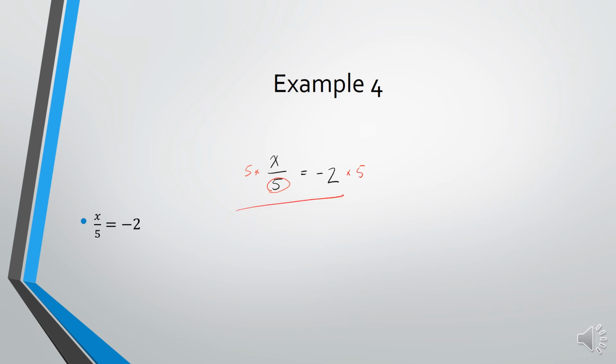So I multiply both sides by 5. That'll leave me with just x on the left-hand side. And negative 2 times 5 is negative 10. So my solution is x equals negative 10.